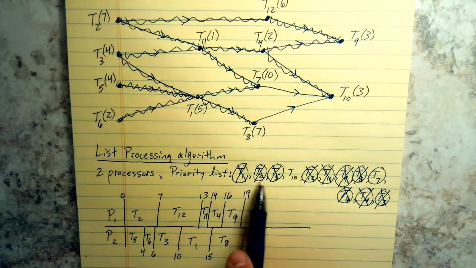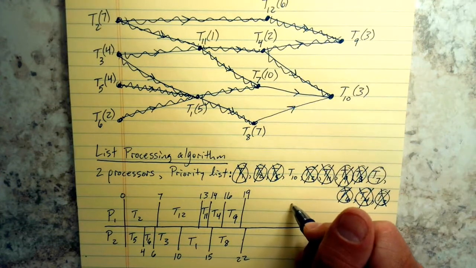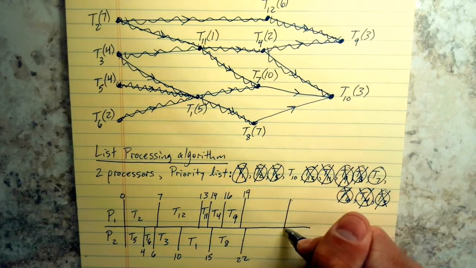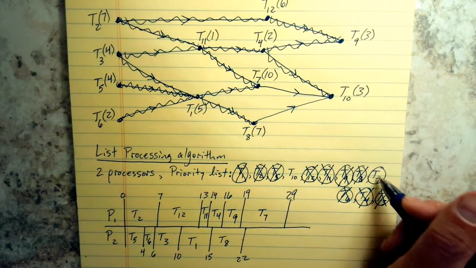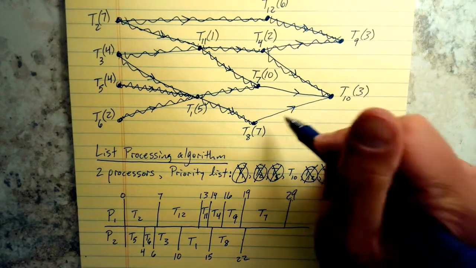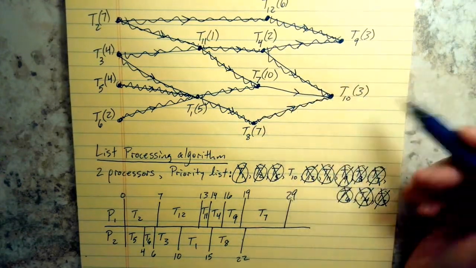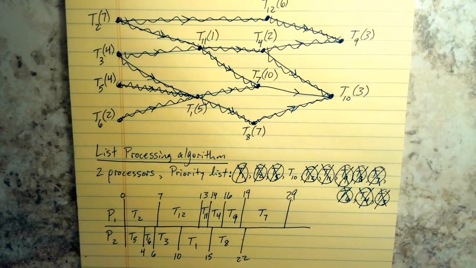Alright, so I'm going to scan task 7. That's the first one that I come to. And that takes 10 units of time, which is going to take us out here to 29. That's task 7, it's been scheduled. At time 22, 8 is done, but 10 still requires 7 to be done, so there's no updates to make.